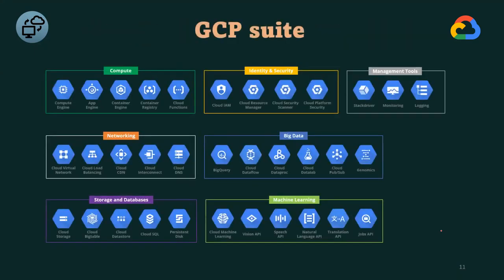What are those services, if you ask me? Those services can be compute services, identity and security, management tools, networking services, big data services, storage and database services, machine learning services. As a data engineer, we are learning BigQuery, Dataflow, Dataproc, Pub/Sub, storage, Bigtable, Cloud SQL. All of these topics we are learning, and a few more topics also. So this is the service portfolio of GCP. We can also call it the GCP suite of services.